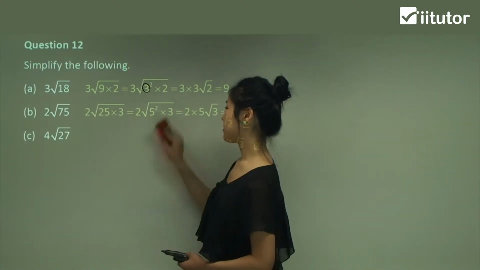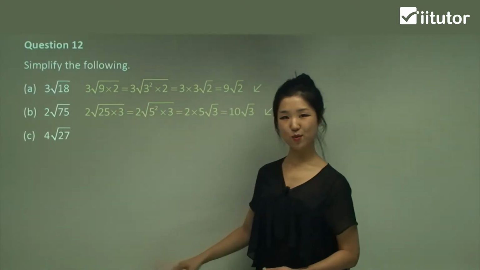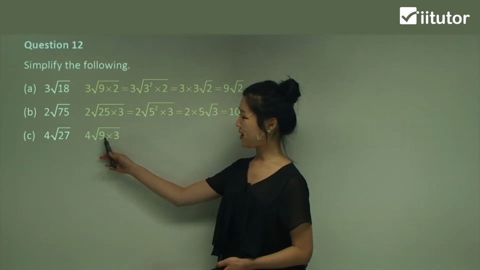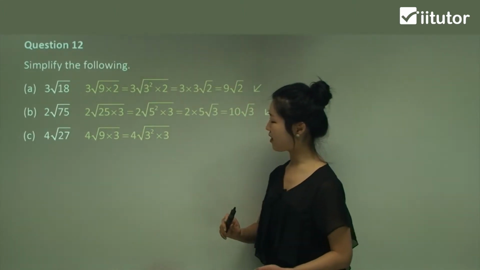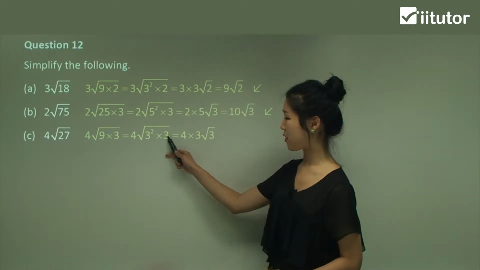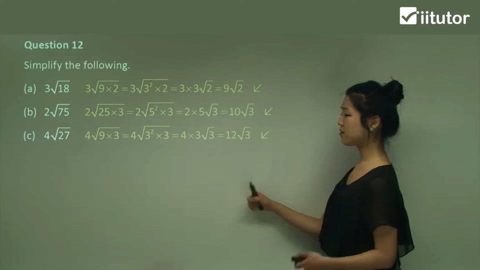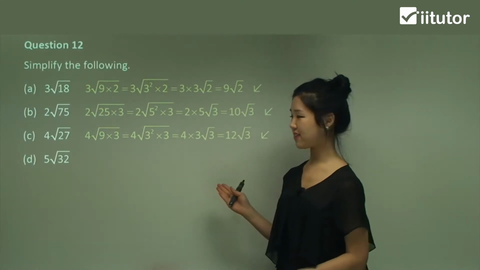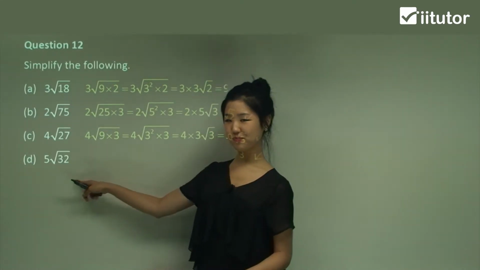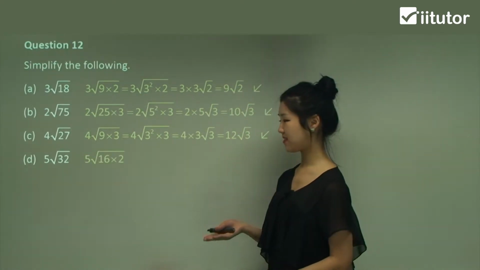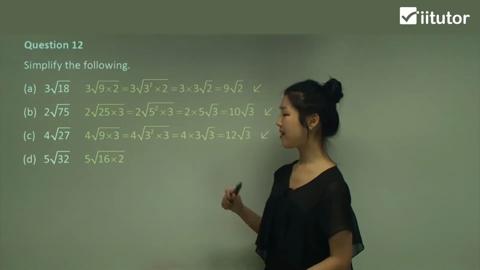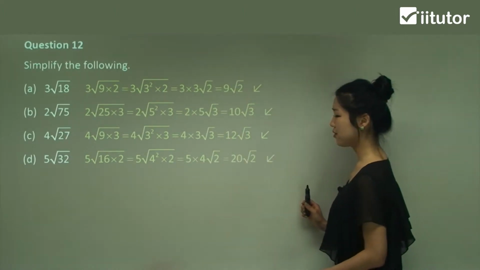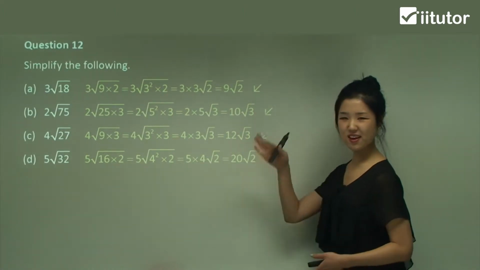C, 4 root 27. Now, can you think of any square number that multiplies to get 27? 9. 9 times 3 is 27. So 9 is 3 squared, so that 3 can pop out the front, so it becomes 4 times 3, and then 3 remains inside the root. 4 times 3 is 12, so 12 root 3 is what we get. Next, 5 root 32. Guys, have a go. Can you tell me what square number multiplies to get 32? I can think of it straight away, it's going to be 16, because 16 times 2 is 32, isn't it? And 16 is 4 squared. So that 4 can pop out with the 5, so it's 5 times 4 root 2. It's 20 root 2. Get the idea, guys? It's not too hard, is it?